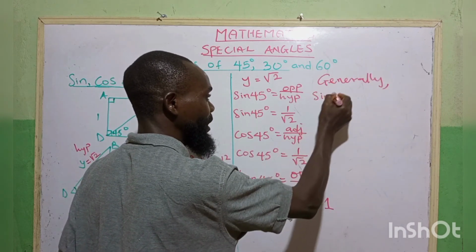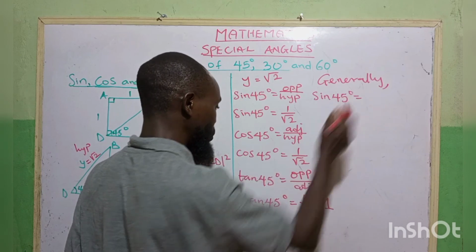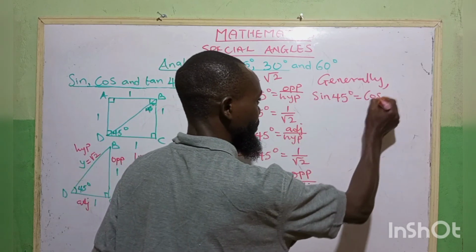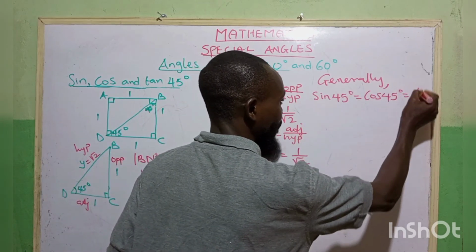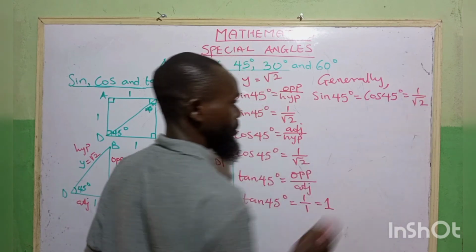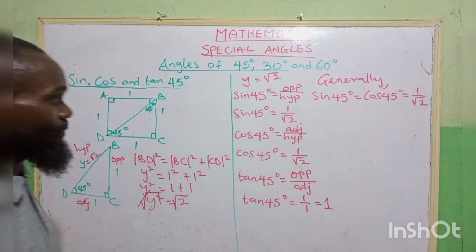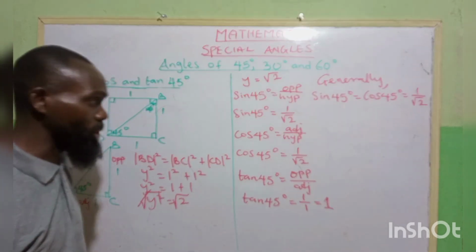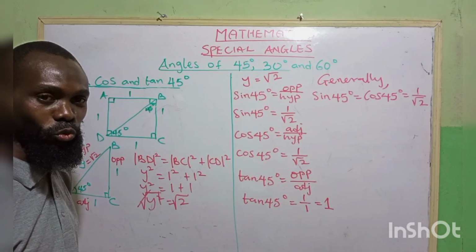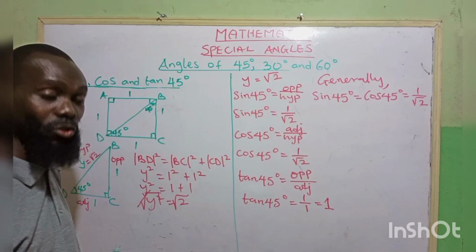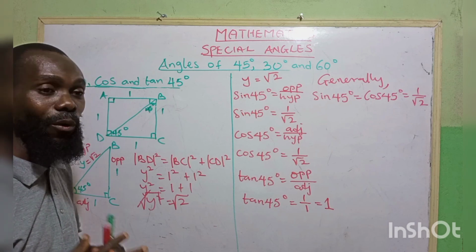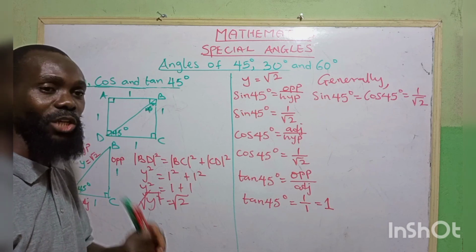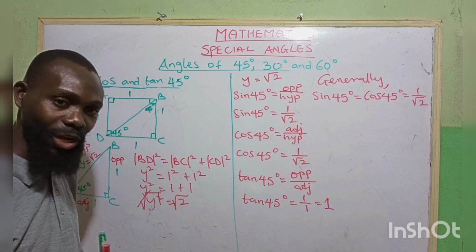From here, we can say generally sine 45 degree equals cos 45 degree, which equals 1 over root 2. So sine 45 is 1 over root 2. Cos 45 also is what? 1 over root 2. So we can use these special angles to do our calculation in SOHCAHTOA without using a calculator.